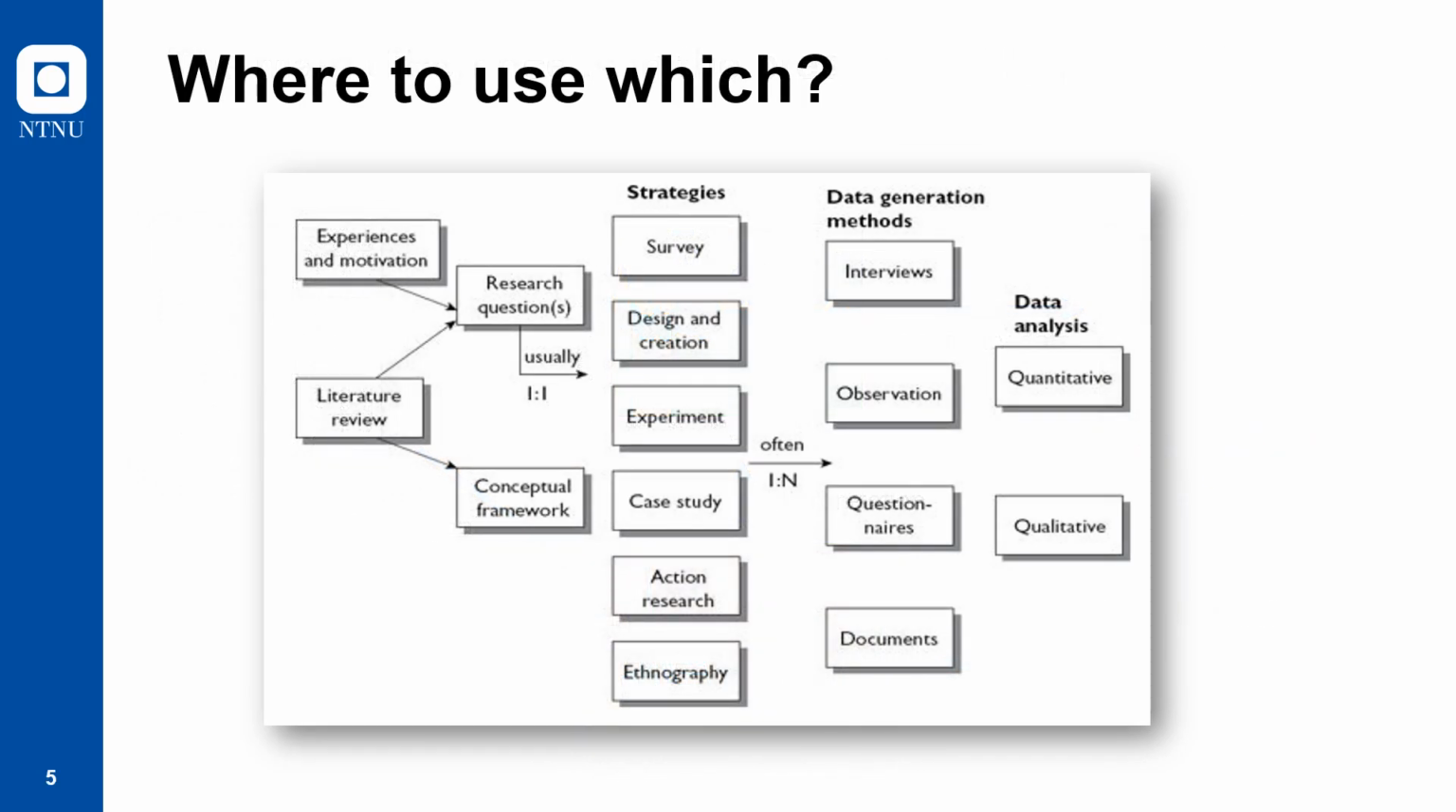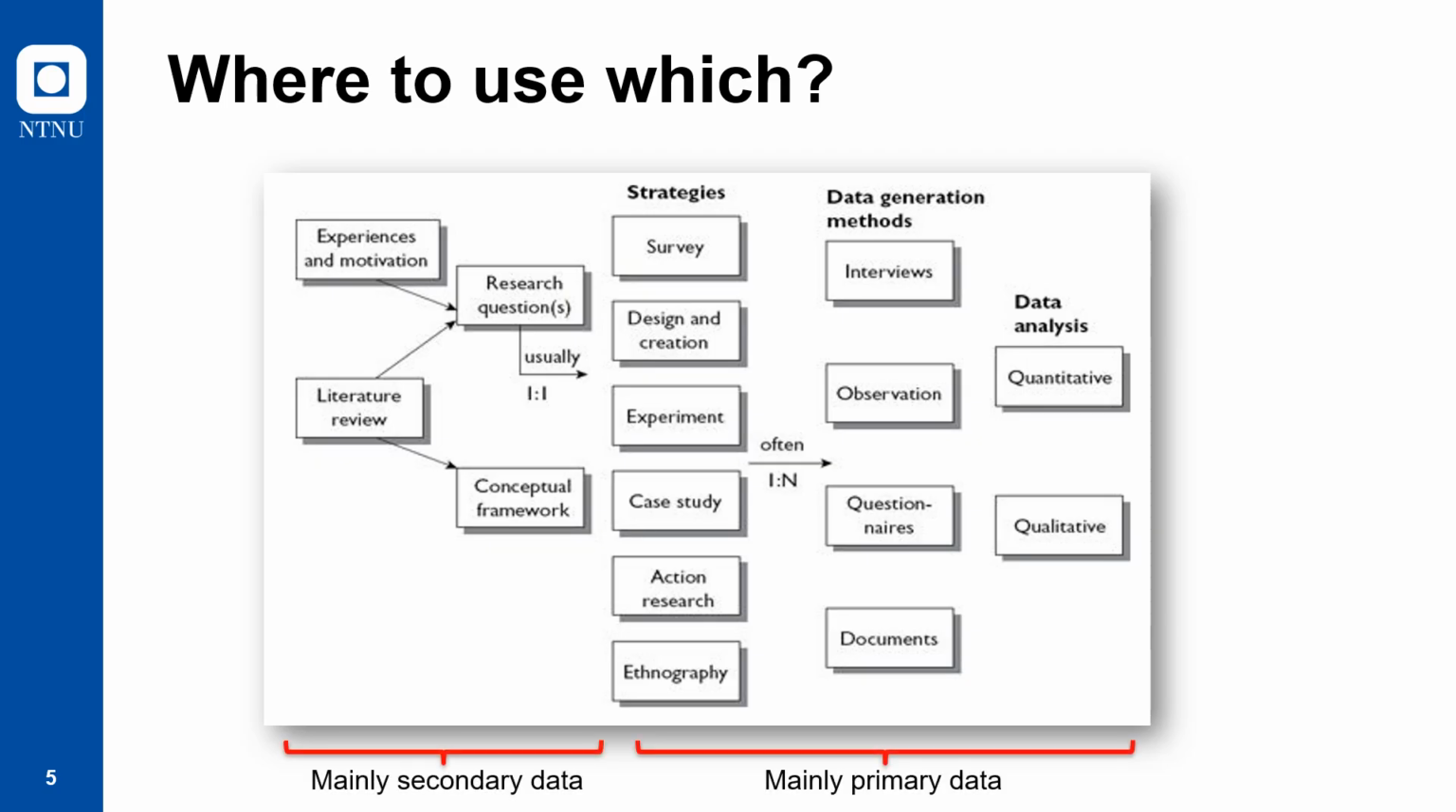So where and how do we use the two different types of data in Oates et al.'s framework? Secondary data is often used before we have generated our own primary data. We need to start somewhere, and we often start with a literature review. Literature can be regarded as secondary data. Once our research is started, we will generate our own primary data through our selected data generation methods.